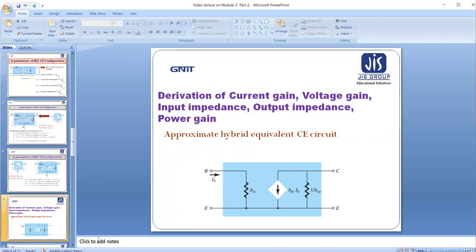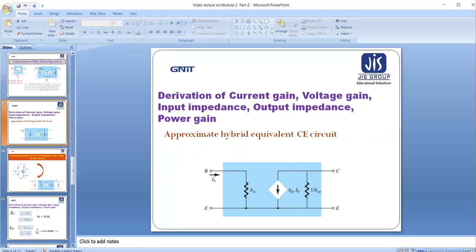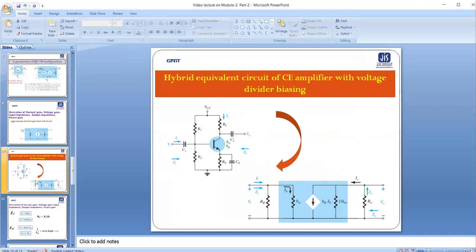Okay, so this is the approximate hybrid equivalent circuit. Now, commercially, a voltage divider circuit is used for some obvious reasons, like it will stabilize the Q point more effectively, and it will bring down the stability factor to 1. So therefore, we will discuss the common emitter amplifier with voltage divider biasing.